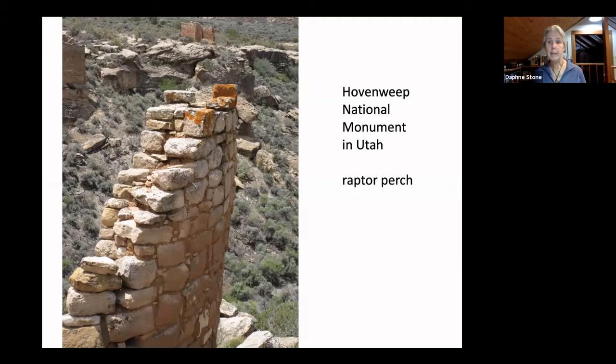Here I am at Hovenweep National Monument in Utah, and I was looking at this beautiful ancient wall, and there on the top of it is bright orange lichen. So why is that lichen growing there, not over here? This area is obviously a raptor perch. The birds sit there and they poop, and they bring in nitrogen, and they raise the pH.